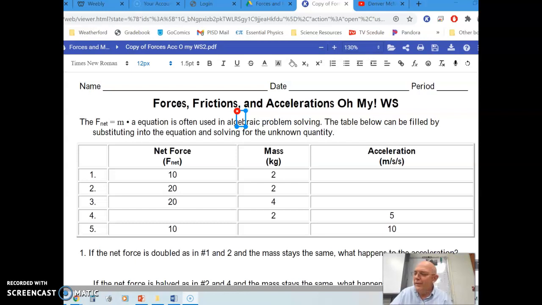Every day's a party in physics class. Here we go. So what are we going to do next? We're going to do forces, frictions, and accelerations. Oh my. But no bears, lions, and tigers. So we're good. All right, piece of cake.